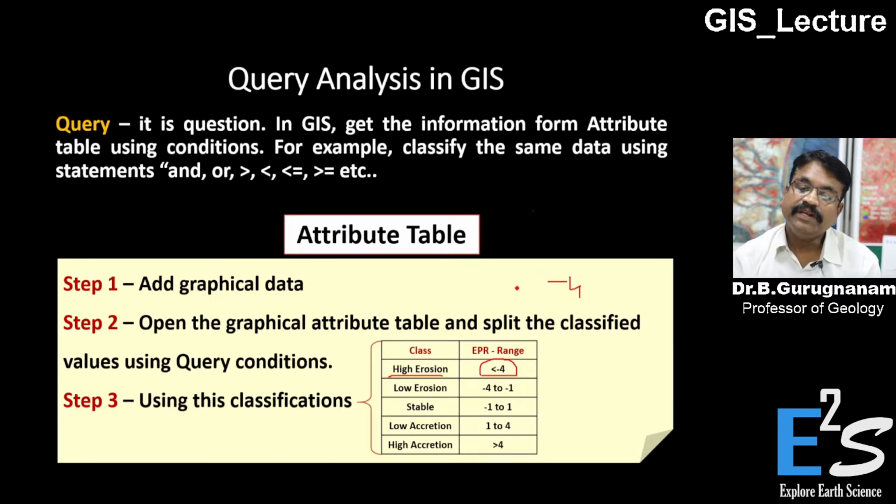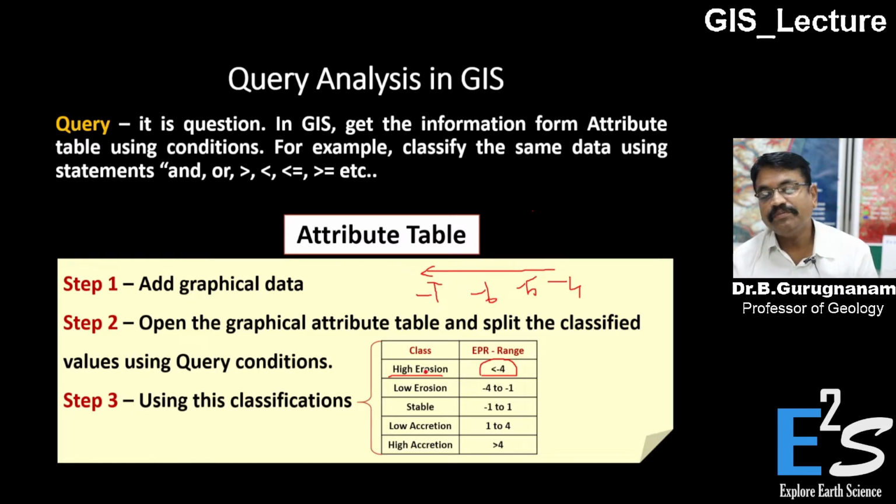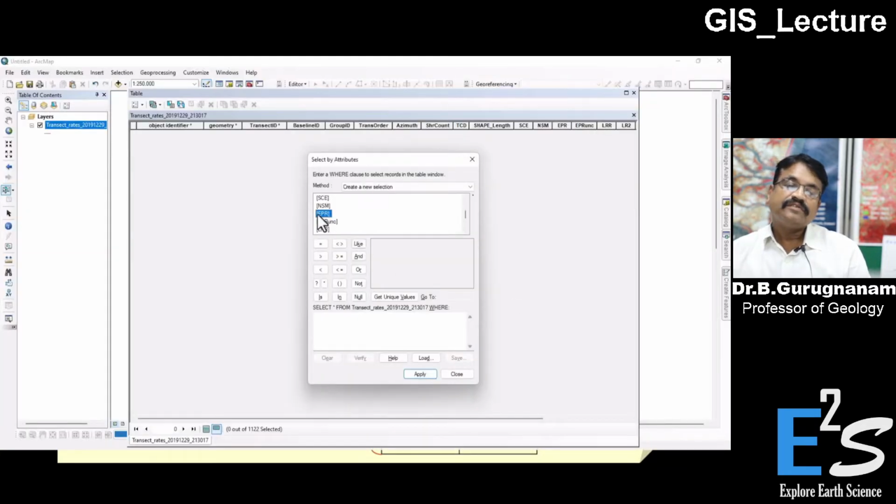high erosion is -4. What does it mean? -4, -5, -6, -7, all these are high erosion. It means erosion is more, that's why the minus symbol. Less than -4 means the values are increasing in number on the other side. Sorry, more than -4 is equal to this endpoint rate. Now you have to take EPR, select, double click.